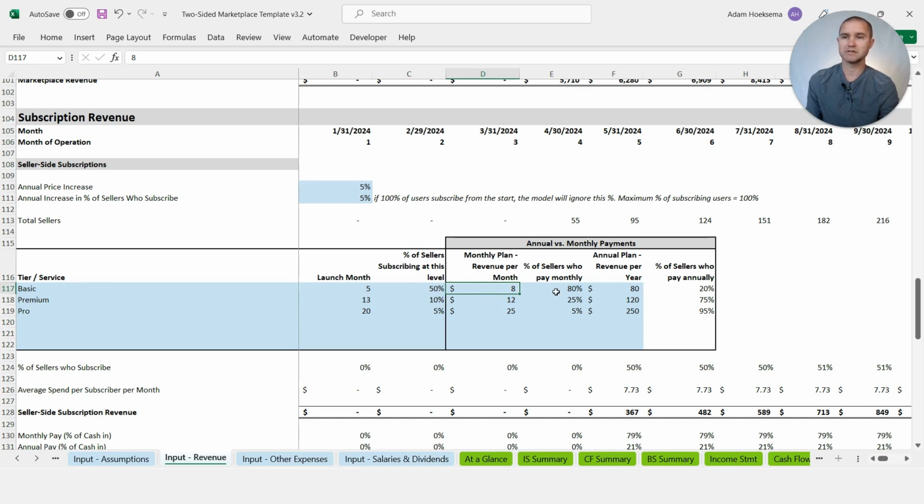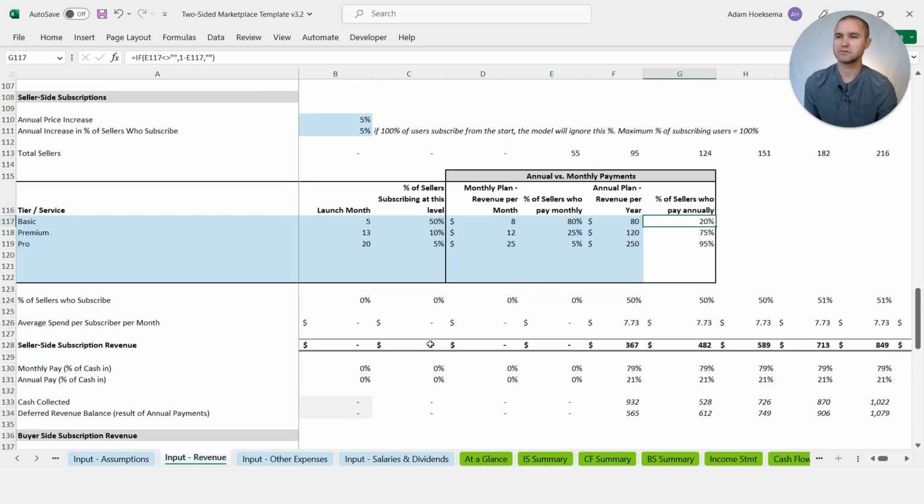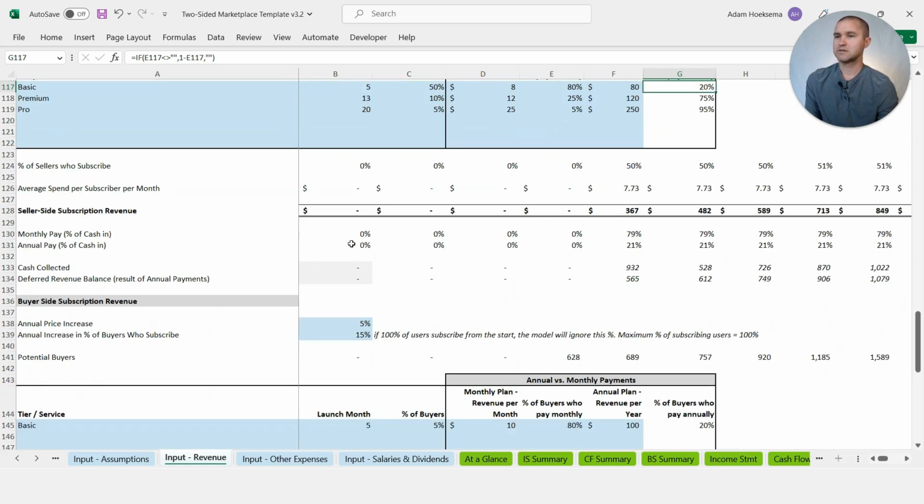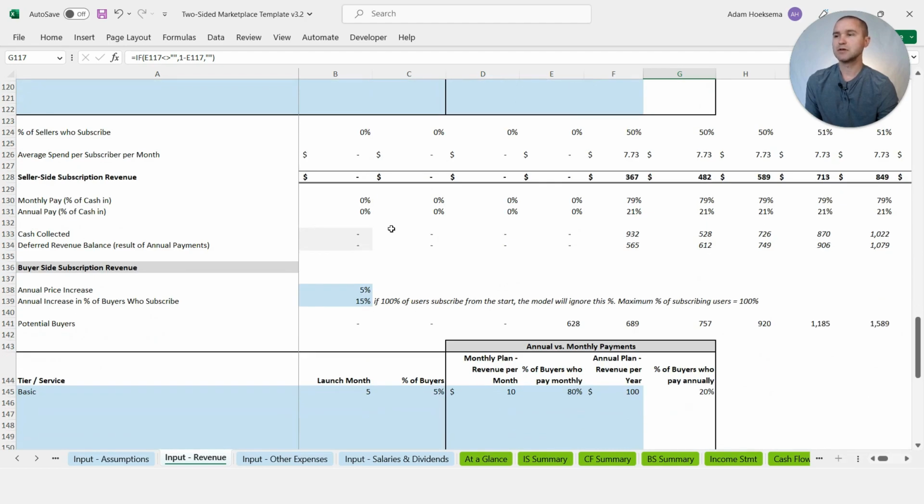You also have the ability to determine whether you're going to do monthly or annual payments. For example, it's $8 a month or $80 a year, so you're basically getting two months free. You're getting a discount if you pay annually. Some percentage of customers are going to pay annually. So we're saying 80% pay monthly, 20% pay annually. You can adjust those assumptions as you go. That will calculate your seller-side subscription revenue.